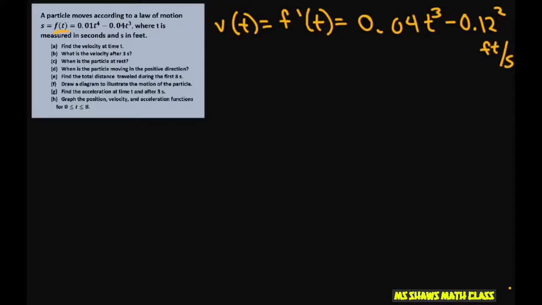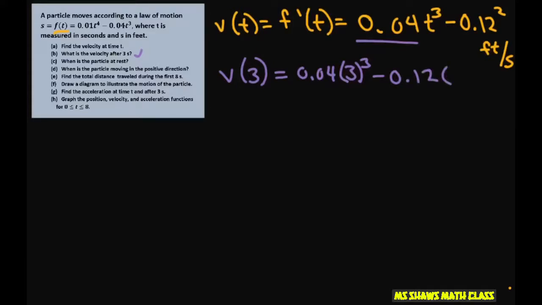All right, now we have to evaluate it after 3 seconds. So basically you just plug in 3. When you plug in 3, you're going to get 0.04 times 3 cubed minus 0.12 times 3 squared. So I should change this: this is t cubed, t squared. All right, and this equals 0 feet per second. Put that in the calculator.